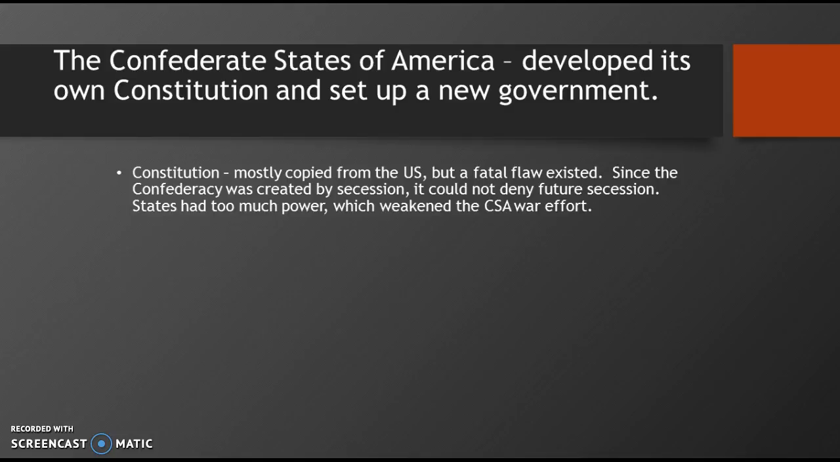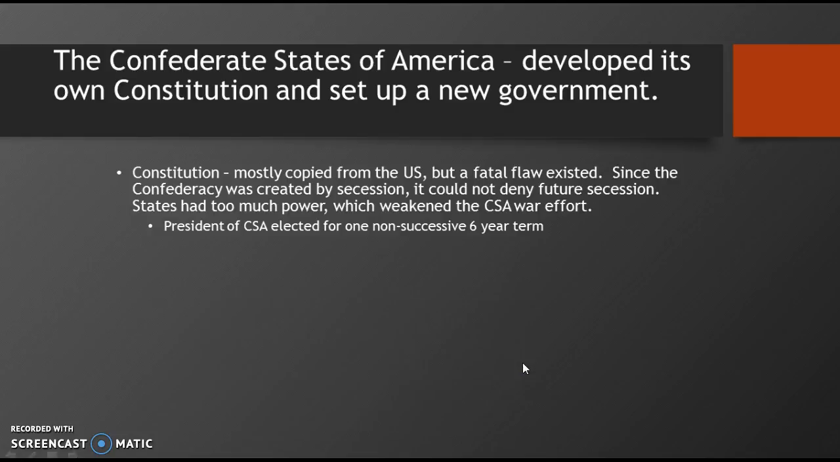So you have this kind of revolving door: if the Confederacy passes a law that some states don't like, that Georgia doesn't like, Georgia will just secede and start their own country. Again, do it all over again. So it's just a revolving door. The states were essentially given too much power, which made the Confederacy a weakened government during the Civil War.